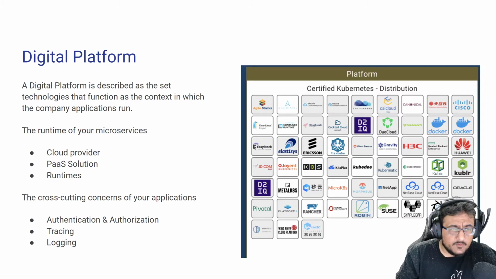So for starters, what is a digital platform? Well, in this case, a digital platform is basically the runtime for the microservices, right? We have the building blocks for a microservices architecture. You have a cloud provider or an on-premise infrastructure. You have a platform that could be as a service too, and the runtimes on which the applications run.